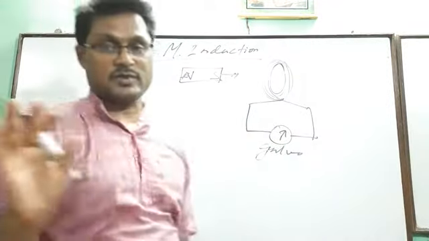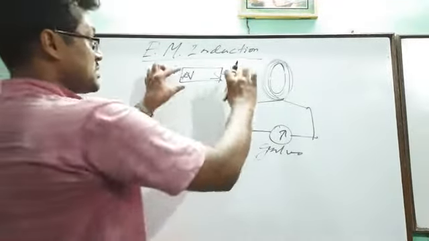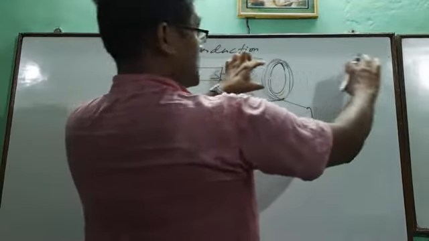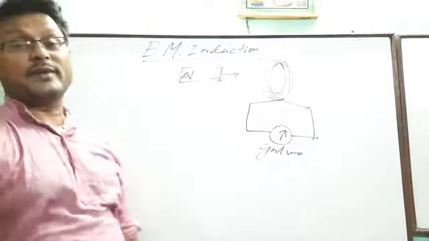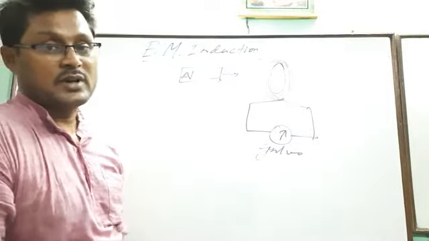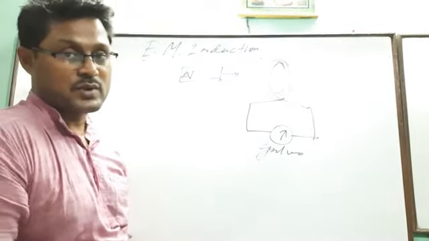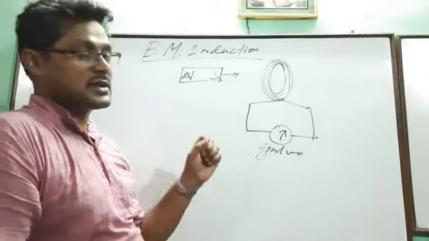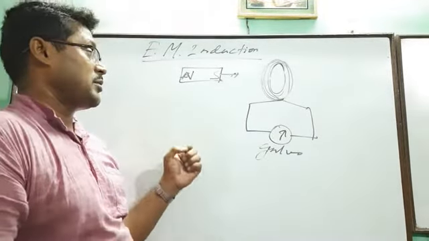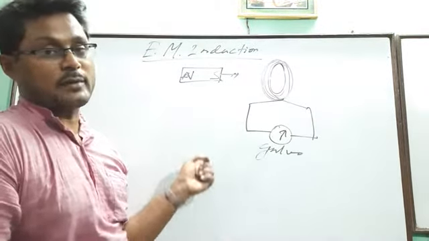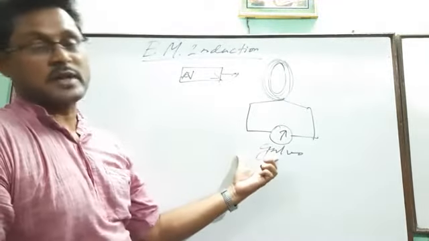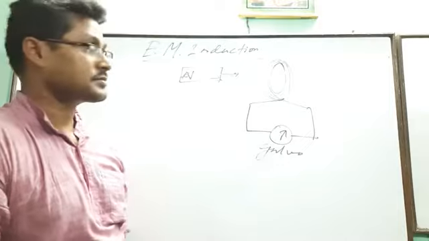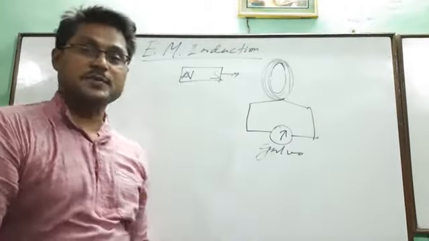So the deflection is just opposite. Now if the magnet and coil are both moving in the same direction with the same velocity, there is no deflection in the galvanometer, because the relative velocity is 0. Only when we establish relative motion between coil and magnet do we find deflection, meaning current is generated. So this is the experimental evidence.